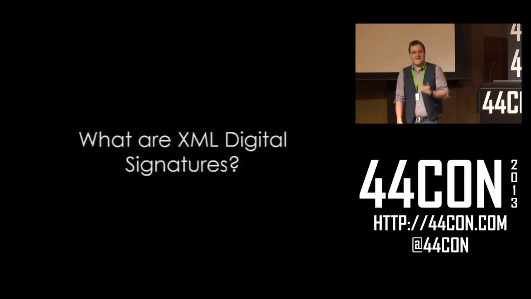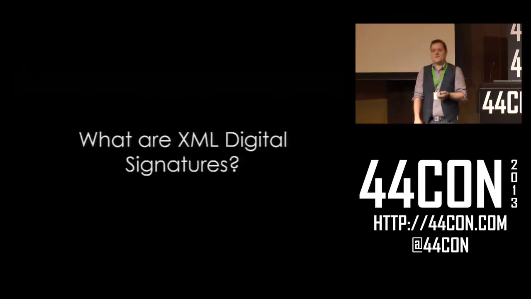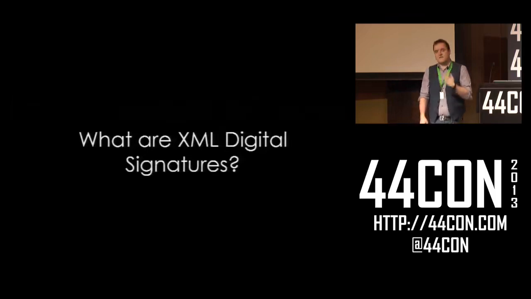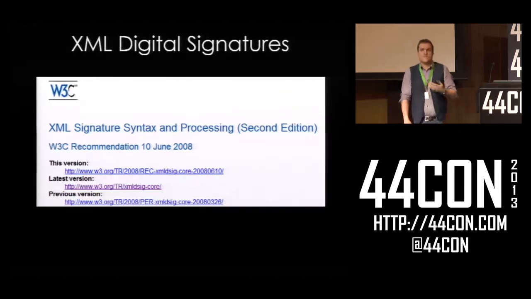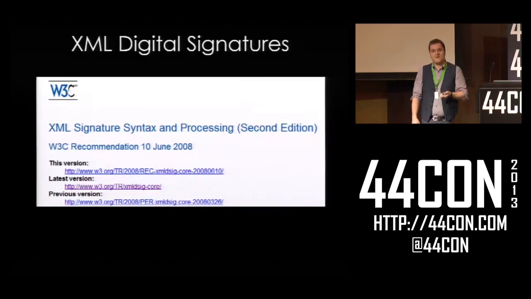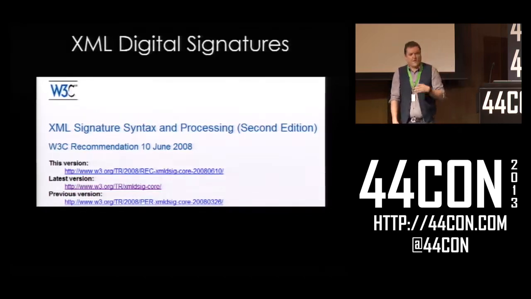So I need to unfortunately describe what I mean by XML digital signatures without describing the structure of the signatures themselves. It's quite difficult to explain why some of the bugs work. And digital signatures is a W3C specification or recommendation, depending on what you want to call it. This version is the latest version available, 2008, so it is about 5 years old, although it goes back a bit older than that.